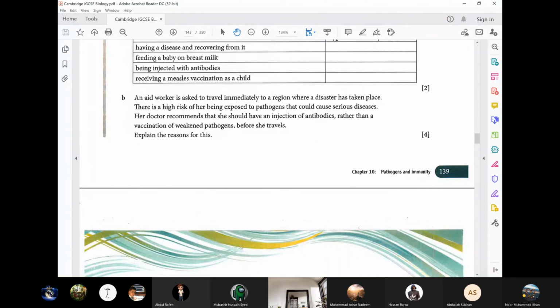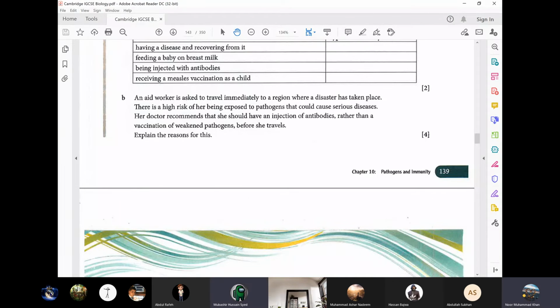An aid worker is asked to travel immediately to a region where a disaster has taken place. There is a high risk of her being exposed to pathogens that could cause serious diseases. Her doctor recommends that she have an injection of antibodies rather than a vaccination of weakened pathogens before she travels. Explain the reason for this. Now, the doctor is telling her to get passive immunity, not active immunity. Why is the doctor advising passive immunity?